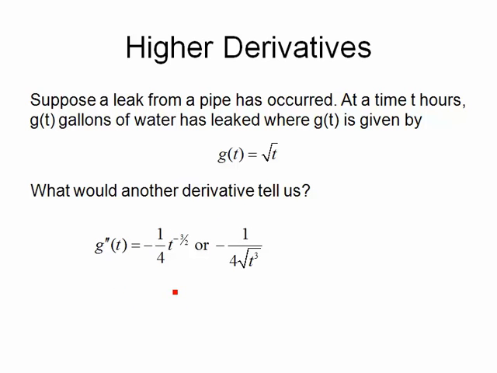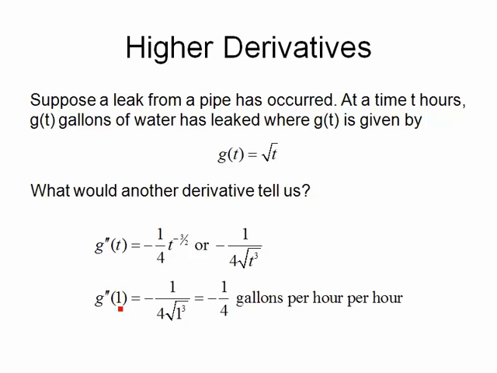So now let's go ahead and put a value in there. If I put 1 into the second derivative, I get negative 1 divided by 4 times the square root of 1 cubed, which gives me negative 1/4.